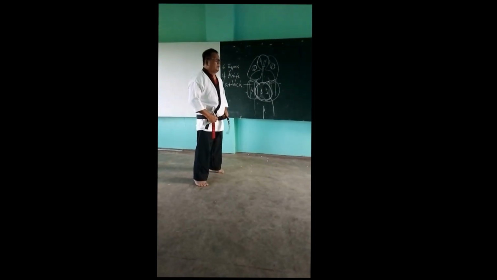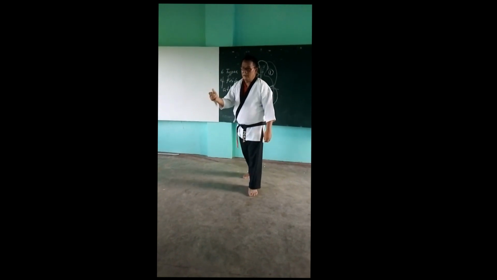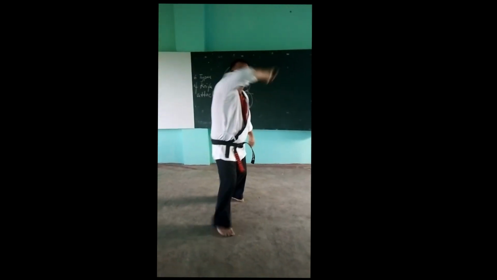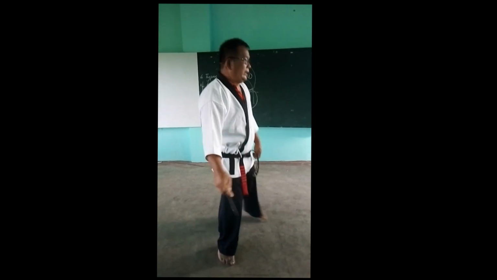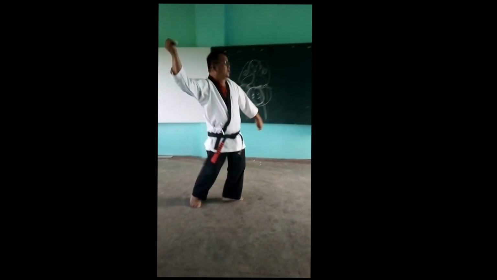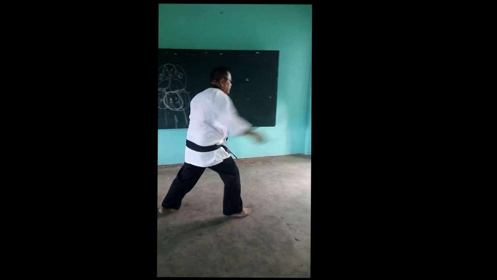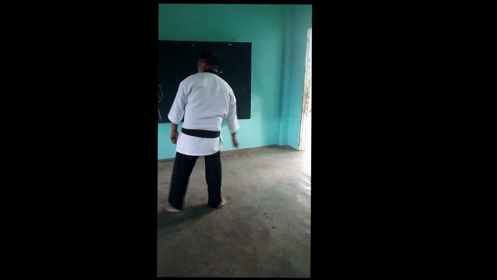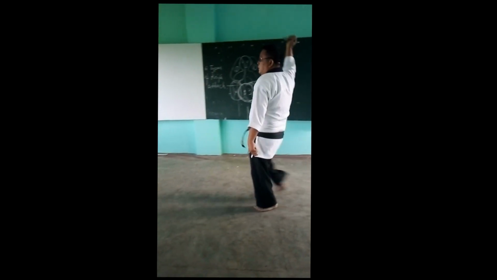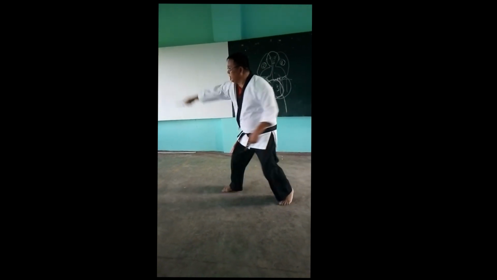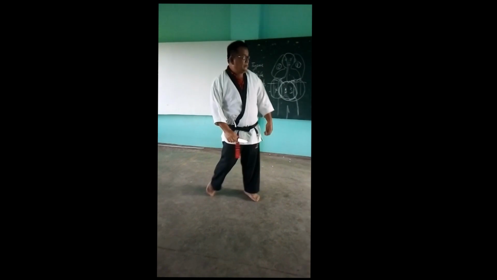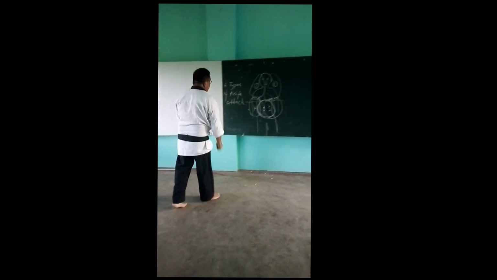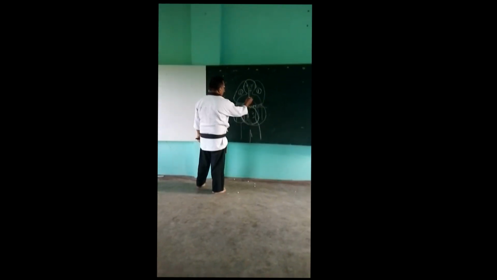Okay, we practice this one. 1, 2, 3, 4, 5. On this side, 1, 2, 3, 4, 5. This side, 1, 2, 3, 4, 5. Same procedure. Then the next is number 6.